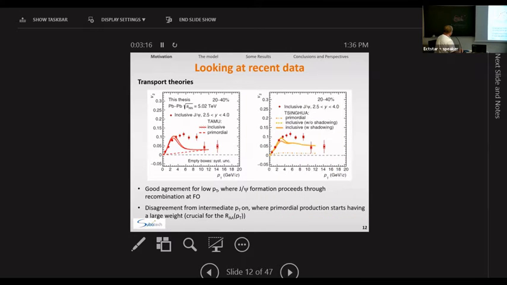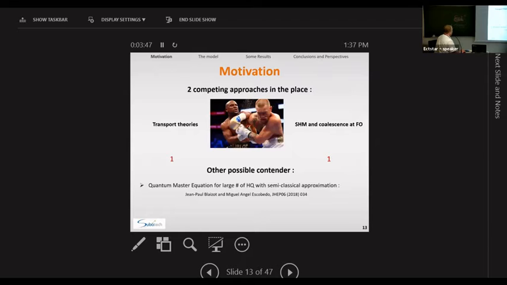Now, if you look at what transport theories have to say on this question, then you see that at low pT, whatever the theories you consider, you get a good agreement with the data. But for intermediate pT, there is a deficit in the theory. My interpretation is that this is due to the primordial J/psi v2, which is rather small. It is just coming from path length asymmetry. And then transport theories are not able to cope with the data for this intermediate pT. Definitely one round for coalescence.